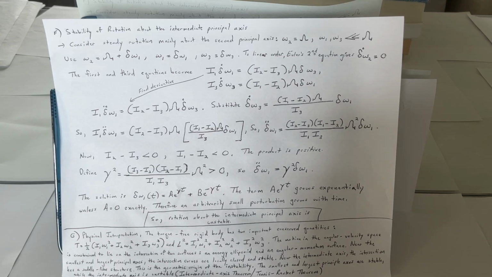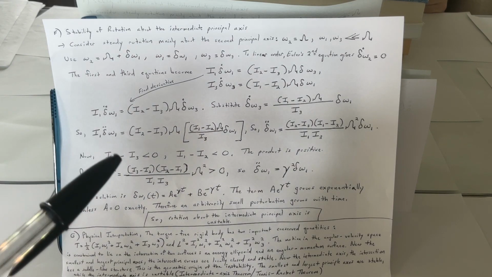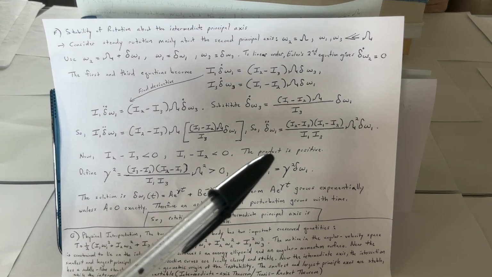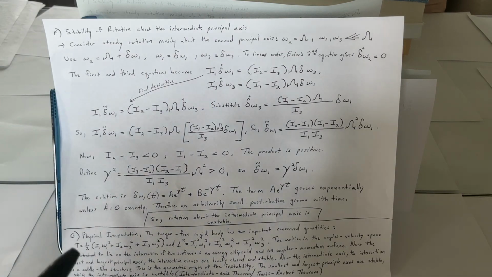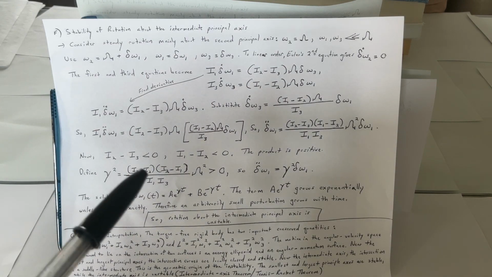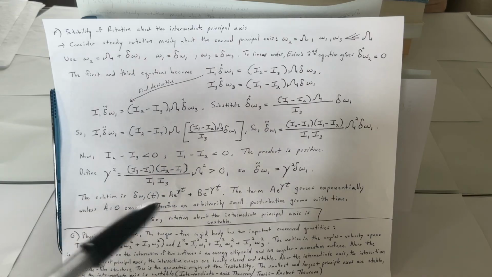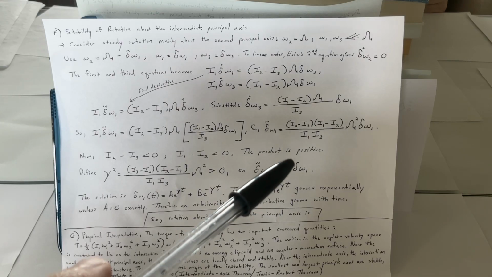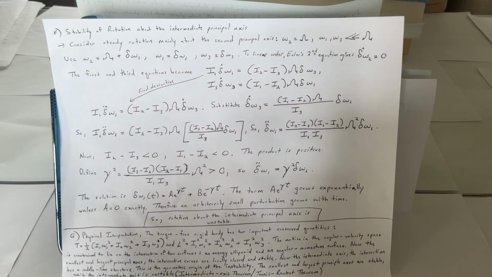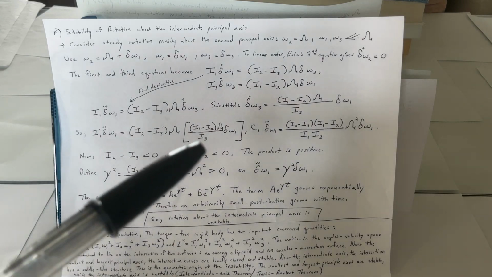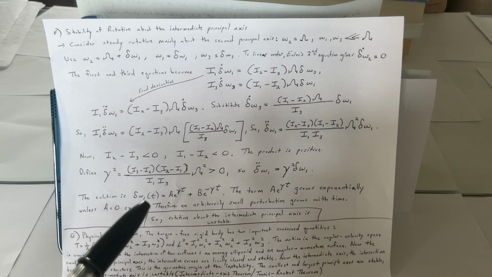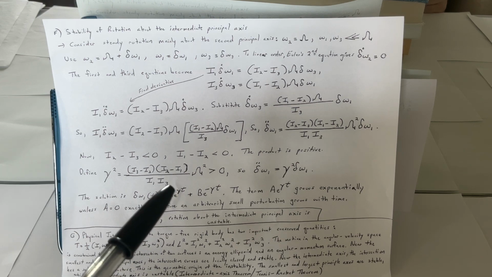Okay, now I sub 2 minus I sub 3 is less than 0, and I sub 1 minus I sub 2 is also less than 0, so the product here is positive. And if we define here gamma squared equals this whole thing, that's greater than 0. So delta double dot omega sub 1 equals gamma squared delta omega sub 1, from this quotient here times capital omega squared, that being greater than 0.